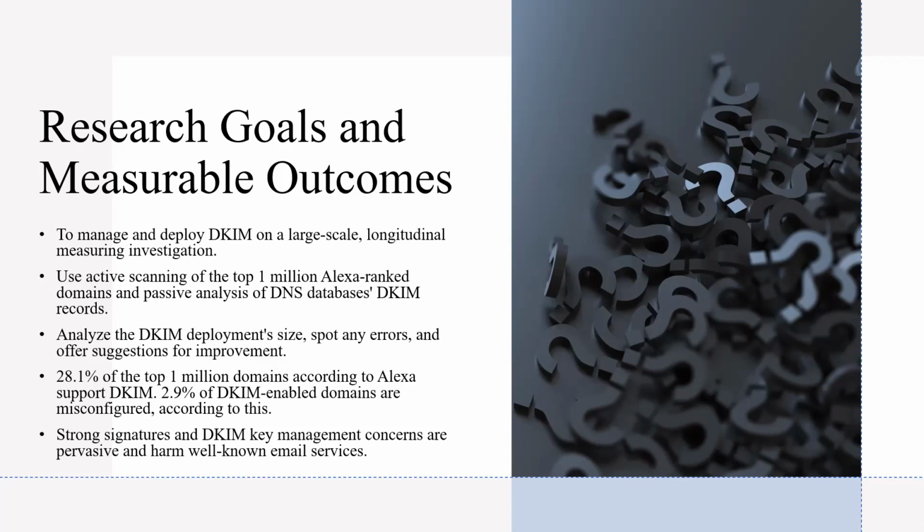In the analysis, the researchers found that 28.1% of the top 1 million domains, according to Alexa, support DKIM, and 29% of enabled domains are misconfigured, meaning they are wrong according to this research paper. Moreover, weak signatures and DKIM key management concerns are prevalent and harm well-known email services.